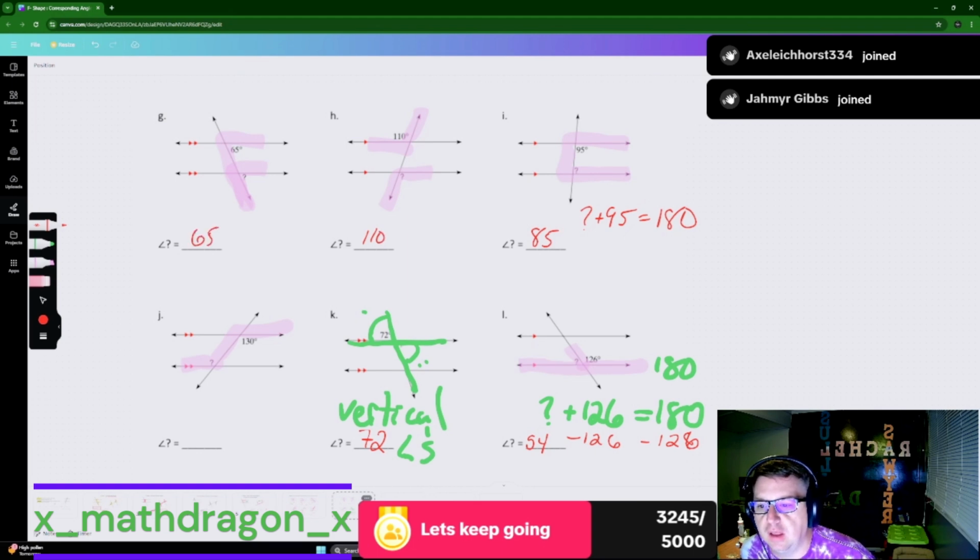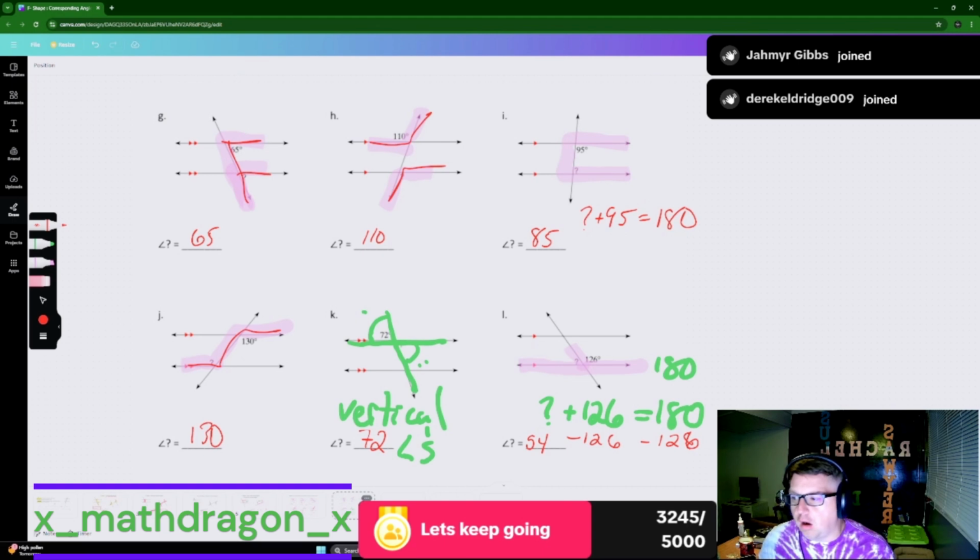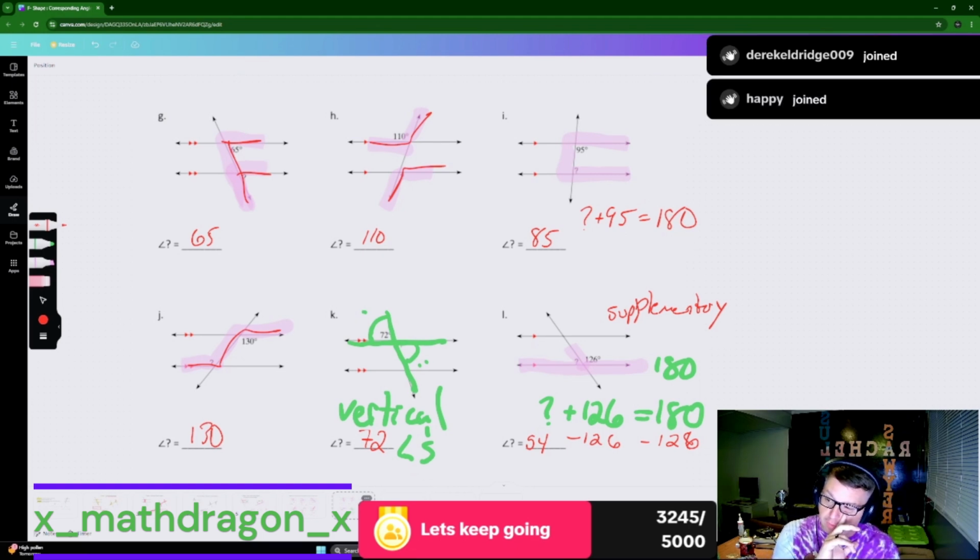110, 65, 130, because these shapes, the Z, the F, and the butterfly wings are equal. They're equal pictures. So whenever you set those up, those have to be equal. So this is what we call the supplementary or linear pair postulate theorem. And then these ones are vertical angles.